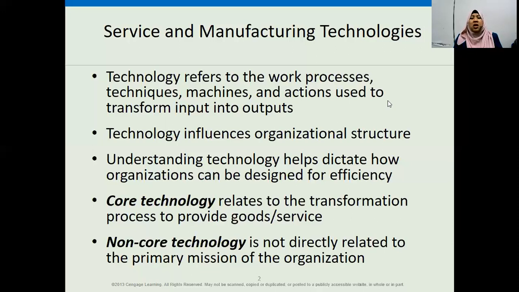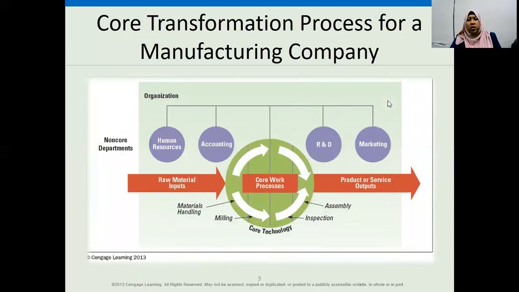We need to say they are not totally using this technology in order to achieve their goal. Maybe the primary mission is quite different from their counterparts, okay, another mission. All right, so we're moving to the next one. The core transformational process for a manufacturing company.